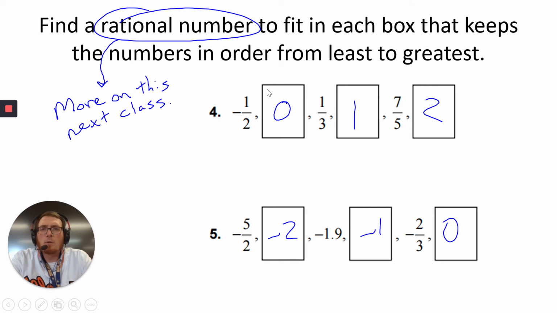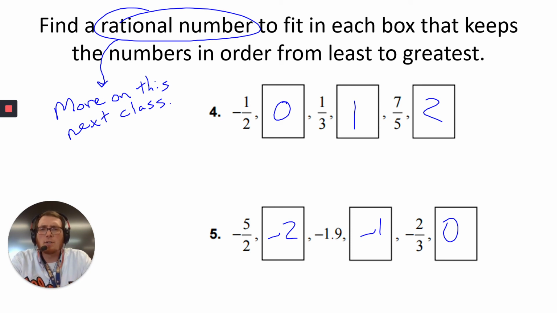The other format of a question might give you some blanks to fill in and say find a rational number to fit the blank. We'll talk more about rational numbers later in this lesson, probably in the next class period. The important thing here is think about integers. Integers are versions of rational numbers. So if this is -1/2 and this is 1/3, an easy rational number in between is 0. In between these two, an easy one is 1 and then 2. We're using kind of the same technique, but it's just backwards.